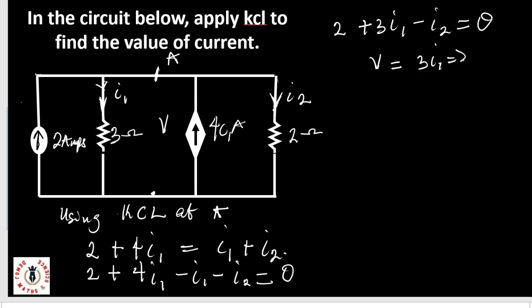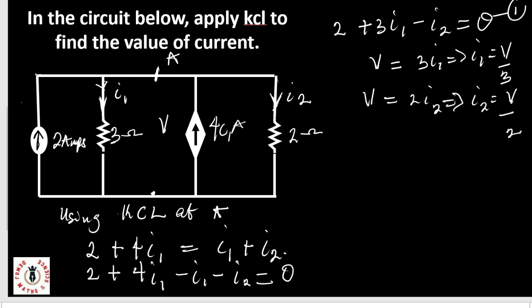So if I say that my V is equal to 3I1, that implies that my I1 is the same thing as V over 3. Now, if I say that my V is again the same thing as 2I2 from Ohm's law, this implies that my I2 is the same thing as V over 2. Let's call this equation 1. We can now substitute in equation 1 for both I1 and I2, so that I'll be saying that 2 plus 3 into V over 3 minus, oh, sorry.